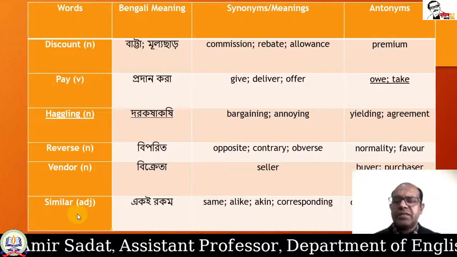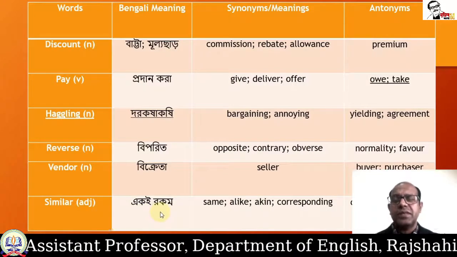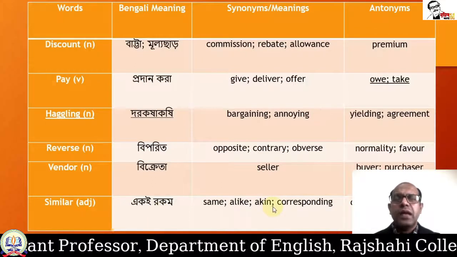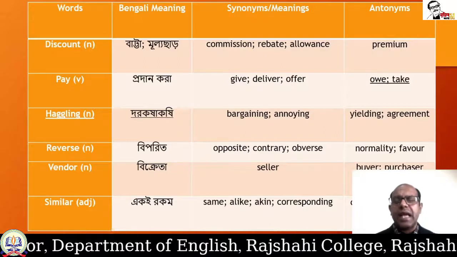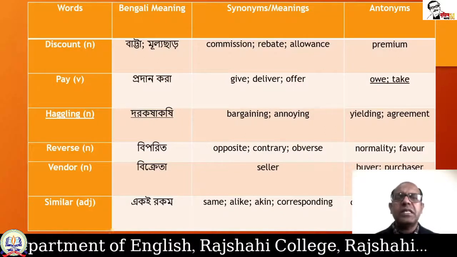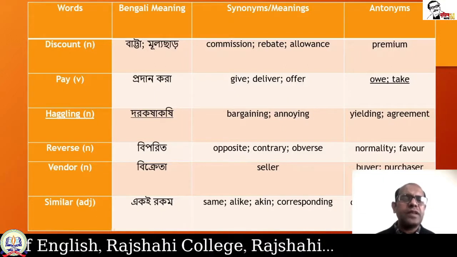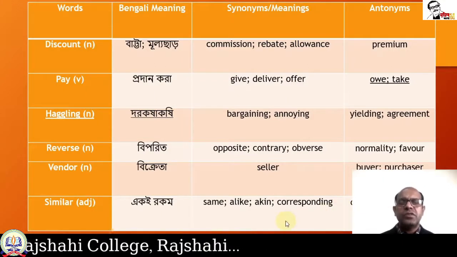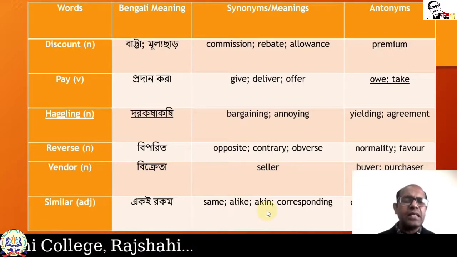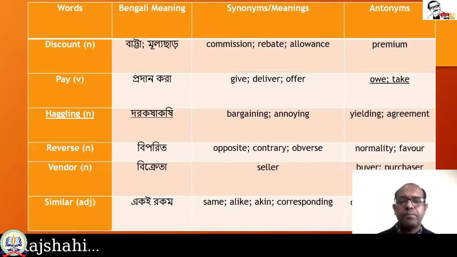Now similar. Similar is an adjective and its Bengali meaning is একই রকম. Similar means একই রকম, and its synonyms are same, alike, akin, corresponding, etc. And its antonyms are different, dissimilar. So synonyms are same, alike, akin, and antonyms are different, dissimilar.